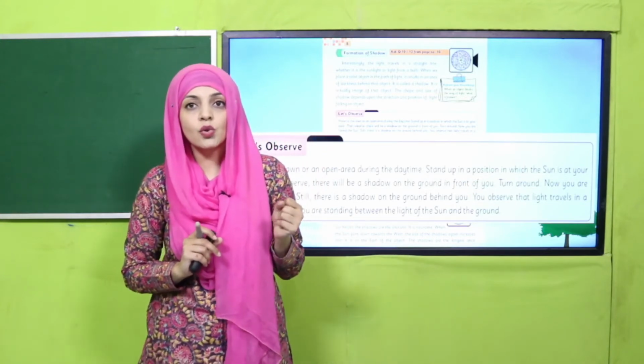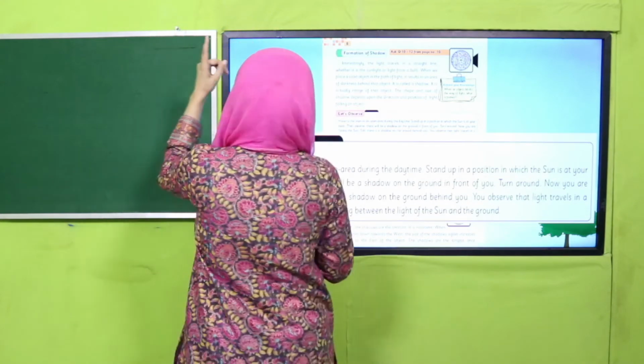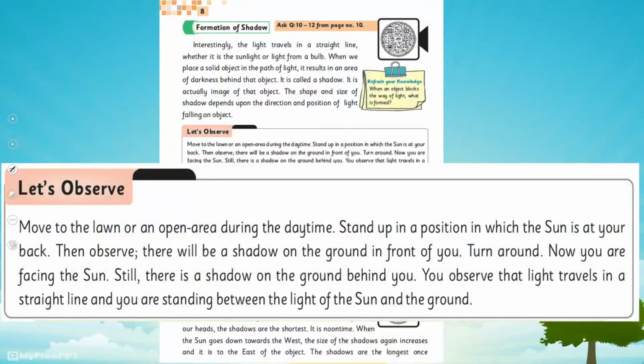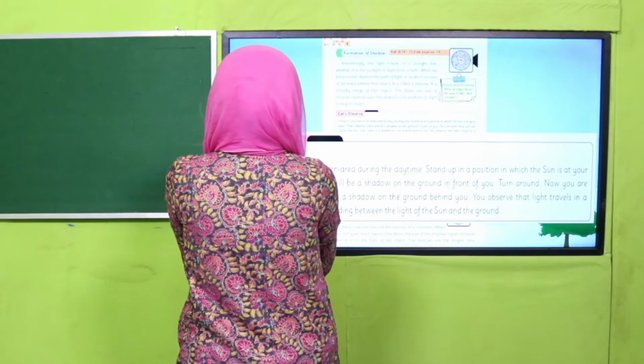And what you need to do is, if the sun is on this side, you have to turn your back towards the sun. So your shadow will fall on this side. Okay? You will see your shadow falling in front of you on the ground.